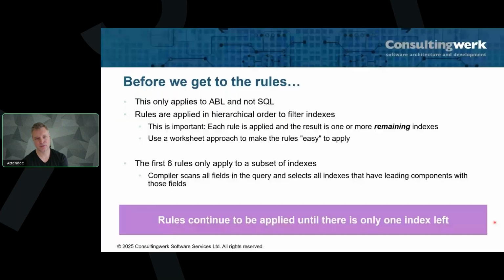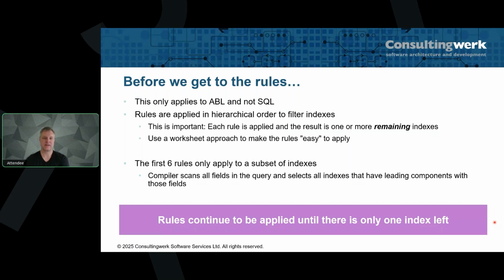So before we get to the rules, there's the actual rules themselves and how they're implemented. The first important thing is we're just talking about ABL here. In ABL, the compiler selects the index or indexes to use, not the database engine. That's different from SQL, which uses a cost-based optimizer to select its indexes. In ABL, the rules are applied in a particular order, and they're applied hierarchically.